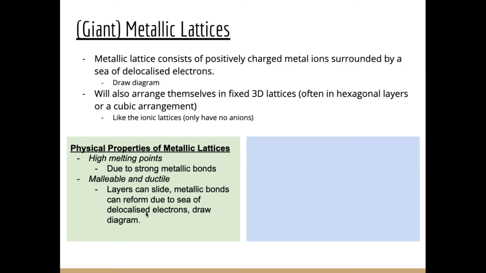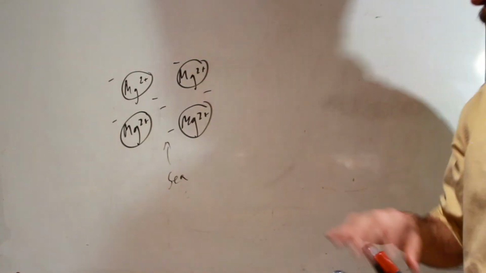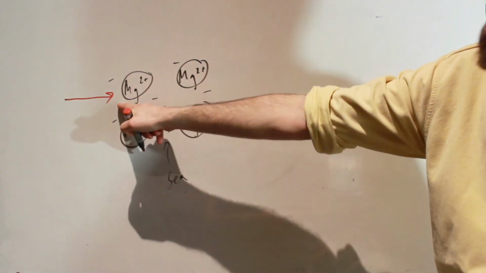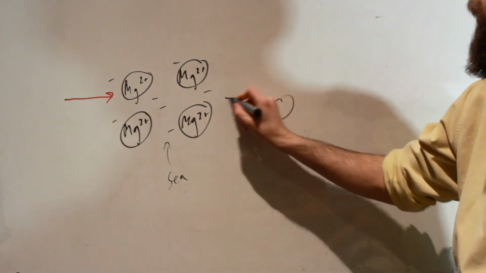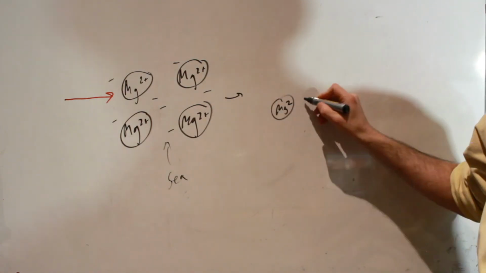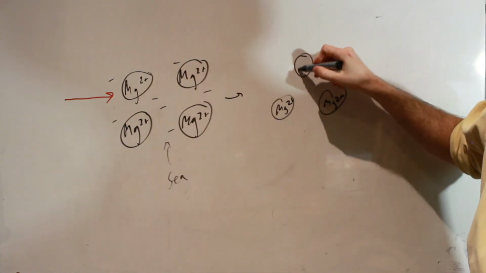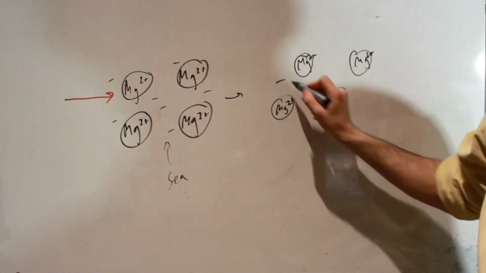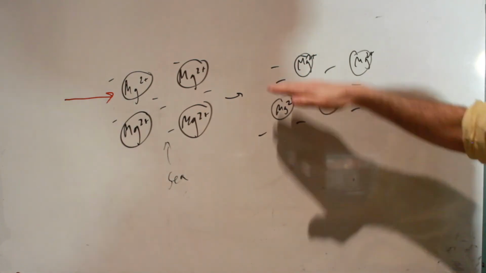So on my diagram here, if I were to apply pressure here, this layer can essentially slide over the other layer. So I've got my other layer down here. This layer can slide over and the metallic bonds can still be maintained because the sea of delocalized electrons is able to move. Hopefully that sort of shows it a little bit.